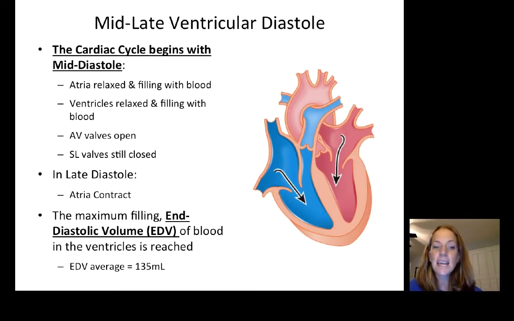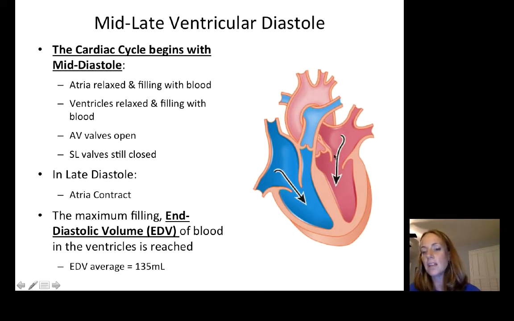In mid to late diastole, the ventricles are in their mid to late phase of relaxing. So they are going to be filling with blood to their maximum fill. That is what this picture over here is showing. Both sides of the heart pump and fill at the same time because of the way that the gap junctions are set up. So in this phase, both ventricles are completely relaxed.